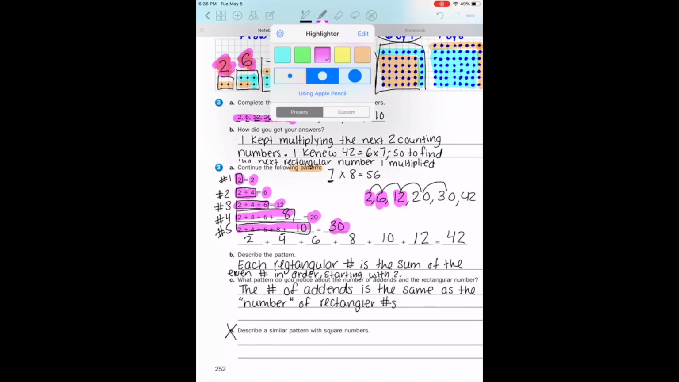Okay, so we're actually going to talk about triangular numbers as more of a challenge in the next math journal video.